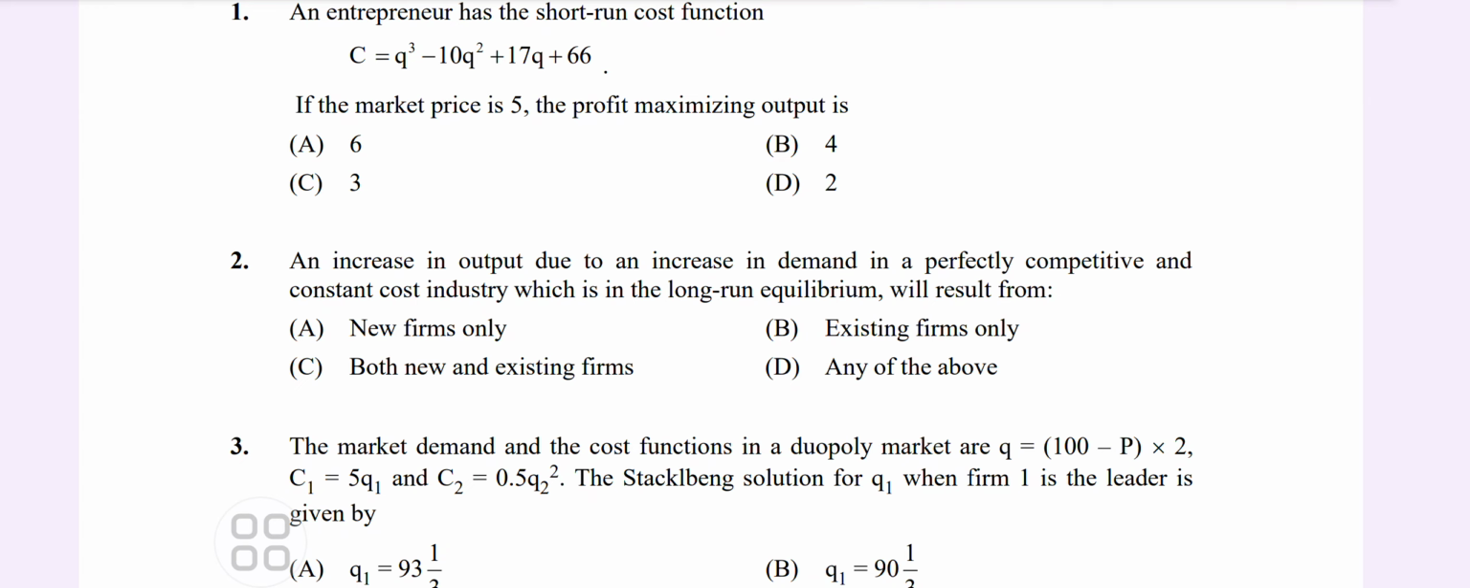When demand increases in the long run, the price in the market will rise, signaling existing firms to increase their output. Since the industry is in long run equilibrium with constant cost, existing firms can easily expand their output without facing increasing cost. New firms will not enter the industry immediately because they cannot make positive economic profits in the long run. Therefore, in the given scenario, an increase in demand will be met by the expansion of existing firms' output and not by the entry of new firms, right? As the industry is already in long run equilibrium with constant cost. So an increase in output due to an increase in demand will be made by the expansion of existing firms only.